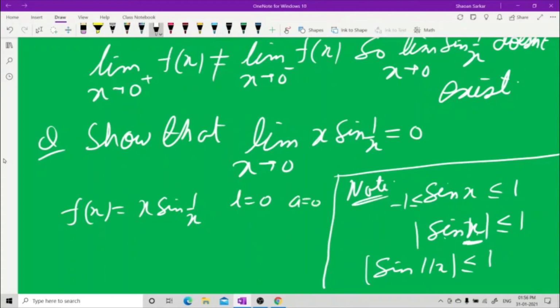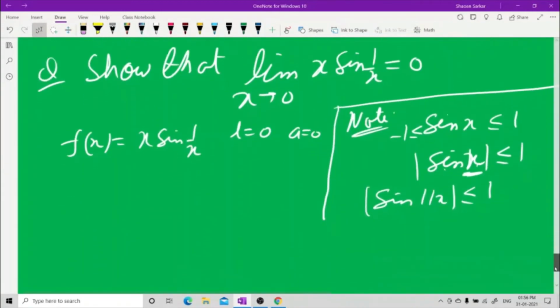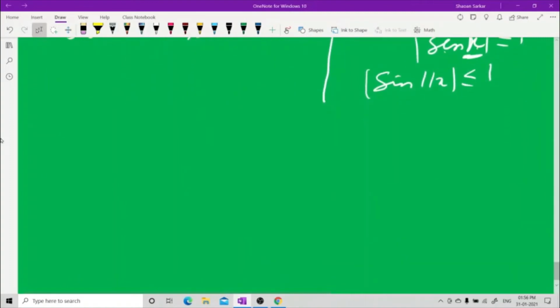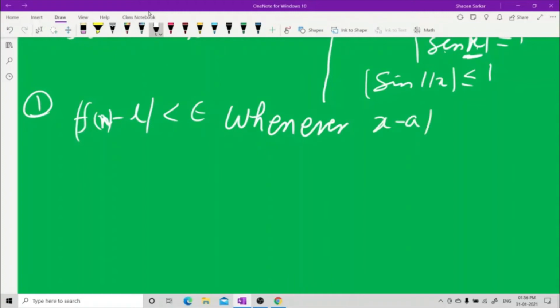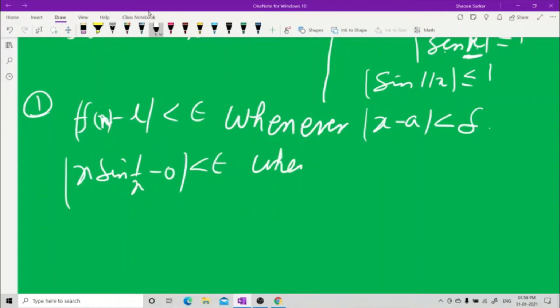Now let us use the classical definition to show this. I don't need to show right hand and left hand separately; I can do it this way also. I'll show you how to do it in both ways. Method number one: mod of f(x) minus L is less than epsilon whenever mod of x minus a is less than delta. So here, mod of x sine 1 upon x minus 0 is less than epsilon whenever mod of x minus 0 is less than delta.